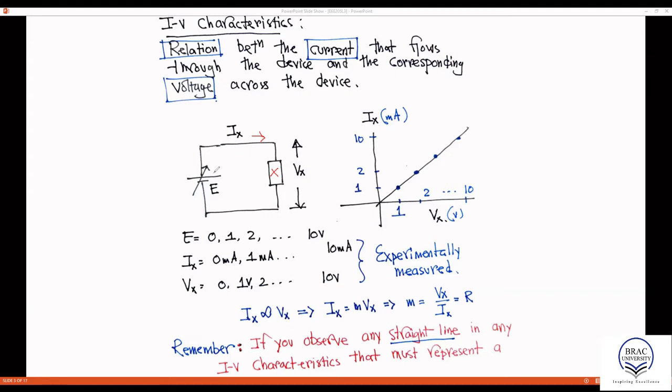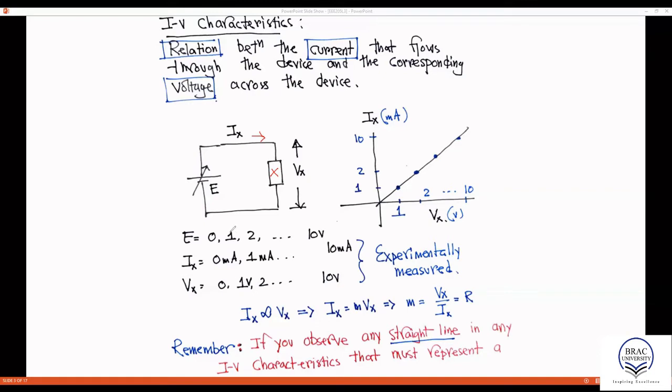In this experiment, we use a DC variable voltage source to power up the device. Every time we change the voltage, for example from 0 volt to 10 volt with 1 volt increment, we measure the current. Also, we measure the voltage. For example, when the input voltage is 0 volt, we measure the current and find 0 milliampere, and the voltage is 0 volt.